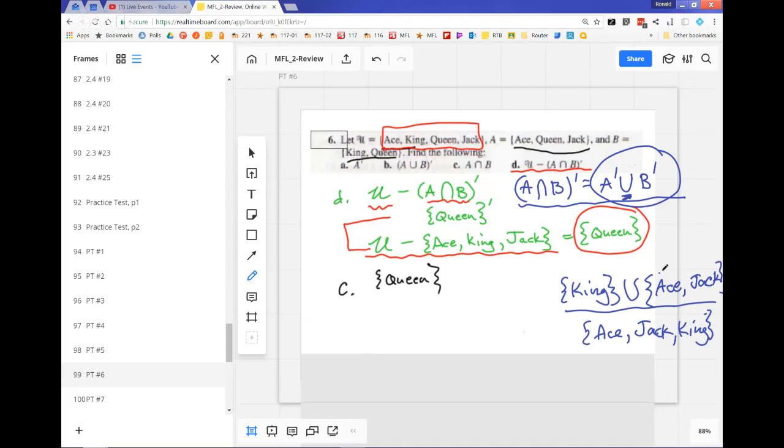Okay, so now what's the universal set? All of them: ace, queen, king, and jack. When you take out ace, jack, and king, what do you get? Queen. You get the same answer. So is B right then?